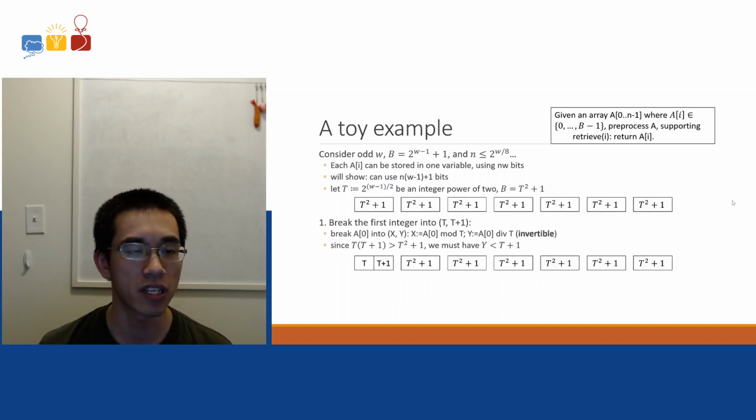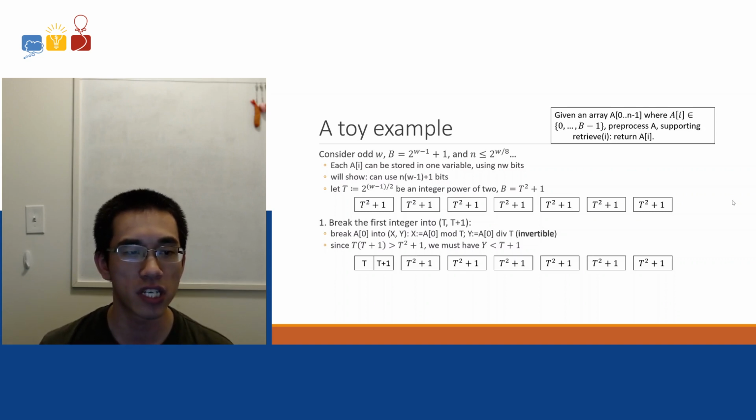And the first thing we do is break the first integer, the first entry of this array, into a pair of integers from sets of sizes t and t plus 1 respectively. What I mean is we're going to break a0 into a pair x and y such that x is set to a0 mod t and y is set to a0 divided by t rounded down. And note that this operation is invertible in the sense that if we see the pair x and y, then we can reconstruct the original input a0.